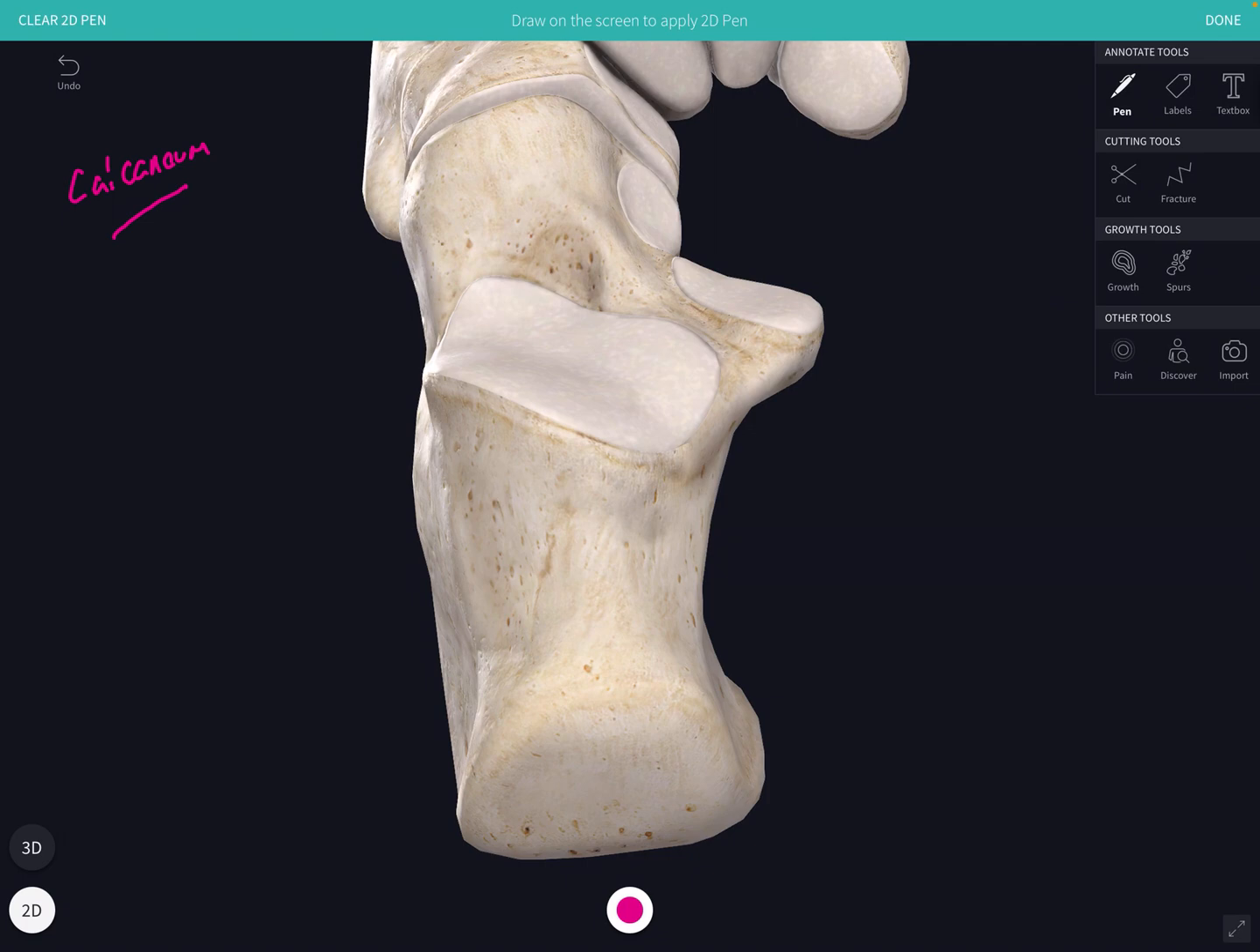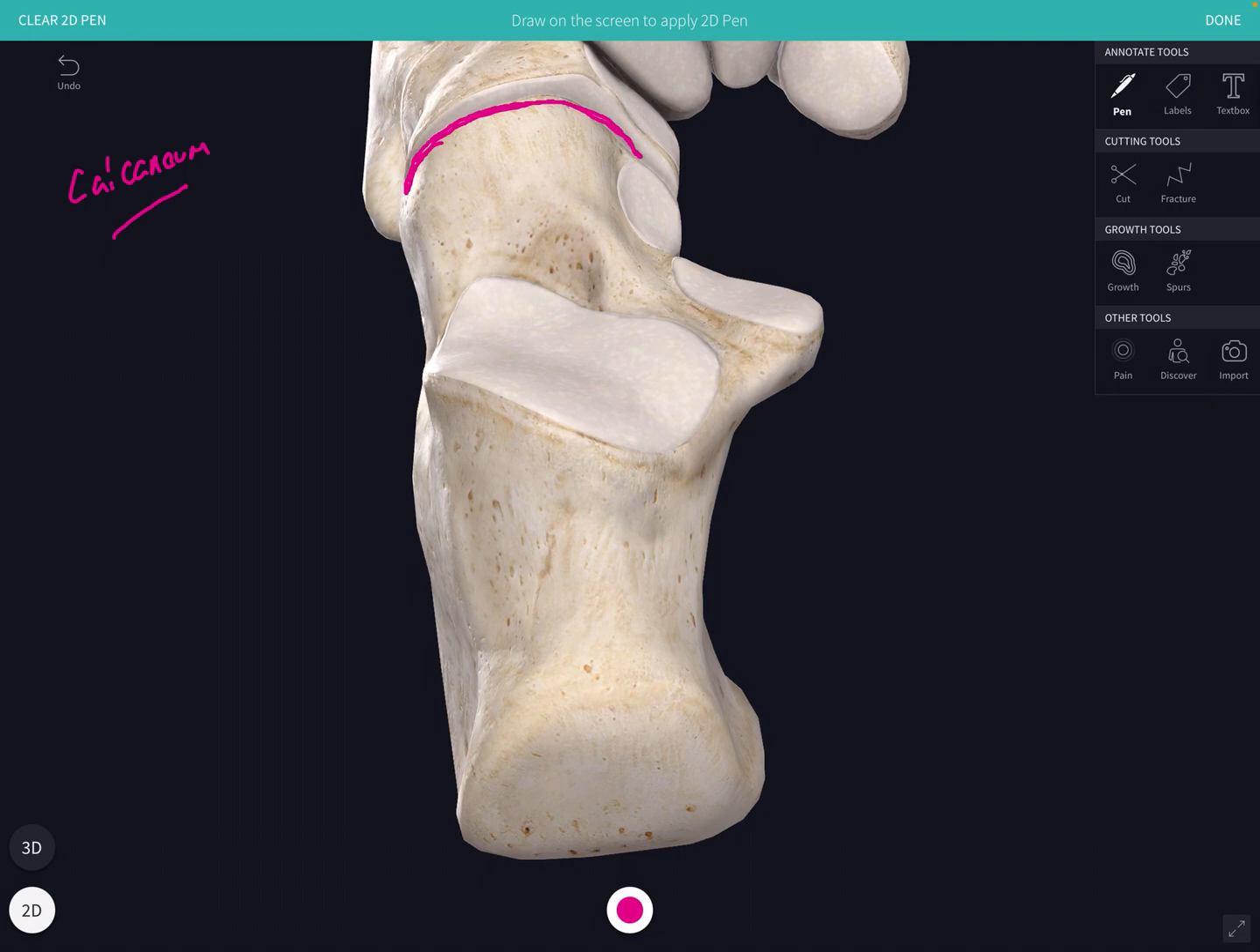So the calcaneum is the largest of the tarsal bones, and it lies under the talus with its long axis running forwards and laterally. Remember, we said that the anterior end of the calcaneum sits more laterally than the anterior end of the talus.